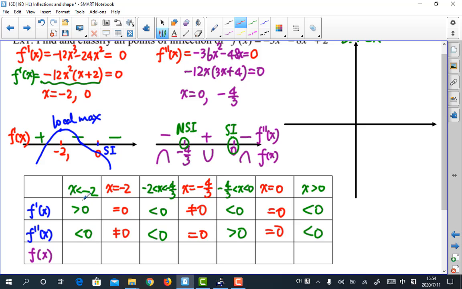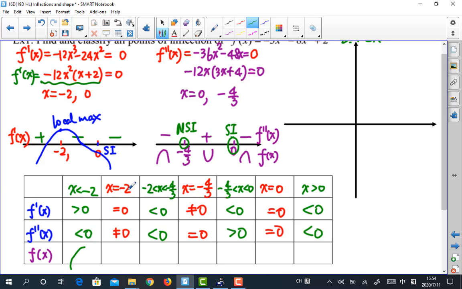Right now, let's look at each column. We need to put down the monotonicity, concavity, and whether the point is a stationary inflection, non-stationary inflection, or local maximum point for the original function f of x. We need to collect the information for f of x. So look at the first column. F prime x is positive, the second derivative is negative. That means this function should be increasing, concave down. Increasing, concave down, the graph must look this way.